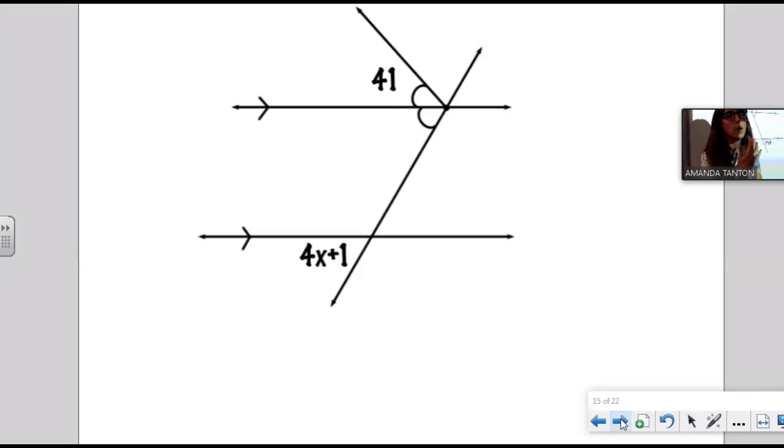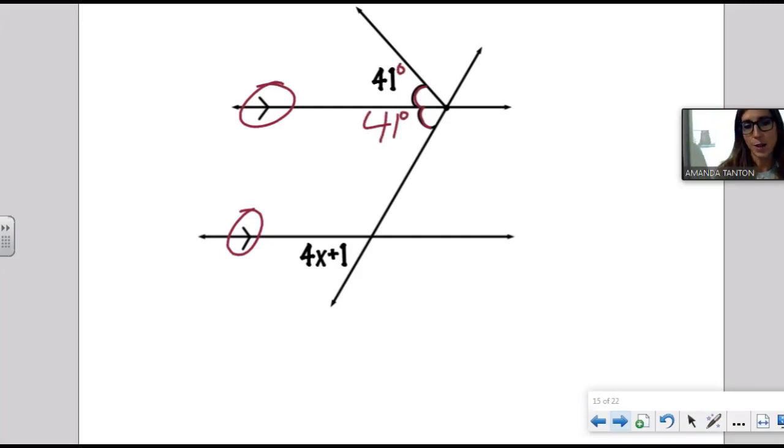You need to remember what these markings mean. We've got parallel lines. That's what this means. We've got some congruent angles. They're giving that to us. We're not using a theorem. We're not assuming. But they are literally telling us these angles are both 41 degrees. And we just need to solve for x.